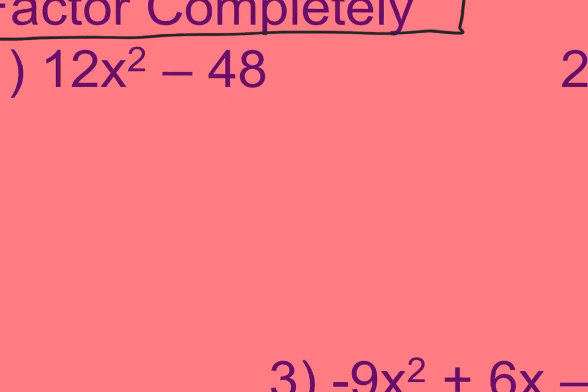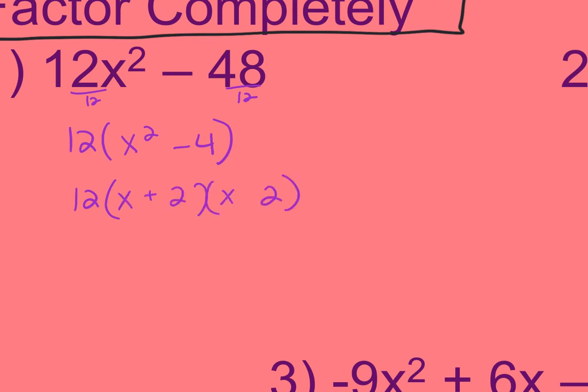Is there a greatest common factor of 12x squared and 48? Yes. What is it? 12. Good. So I take out 12, which means I would divide this by 12 and this by 12. And I'd get x squared minus 4. Can I go any further with that? How? That's the difference of two squares. x and x, 2 and 2. One gets a plus and one gets a minus. You have to leave the 12. Yeah, the 12 goes nowhere. It stays out.